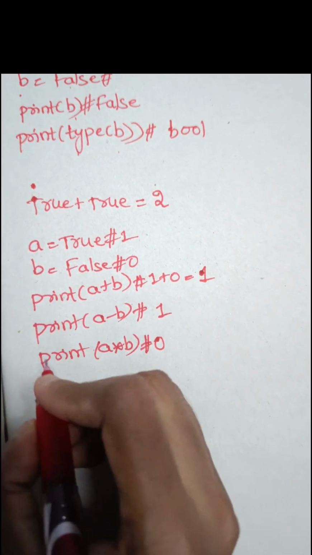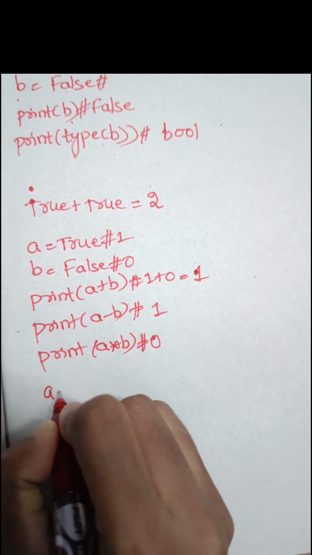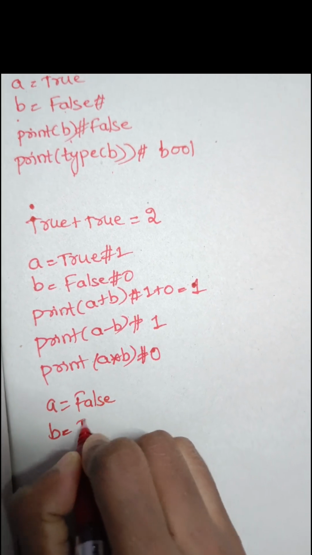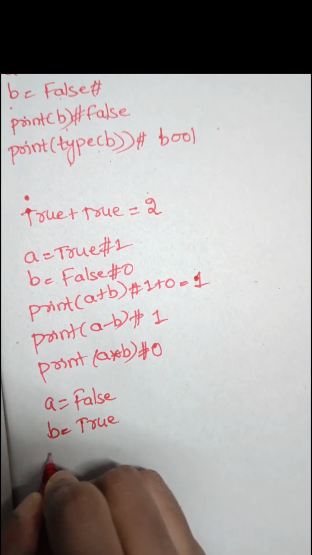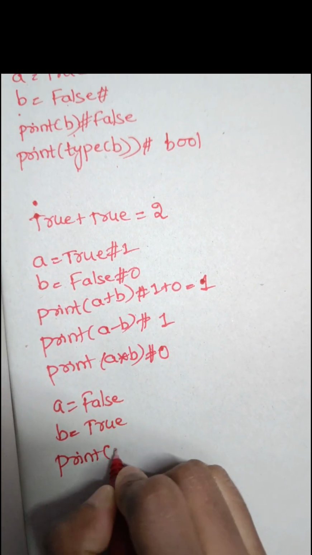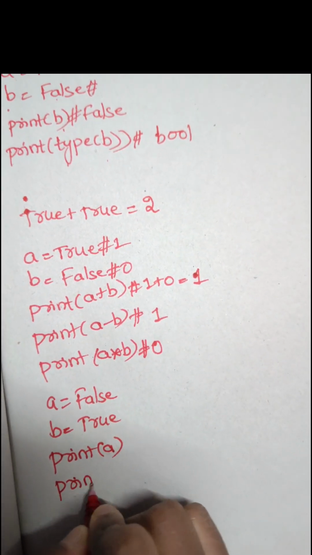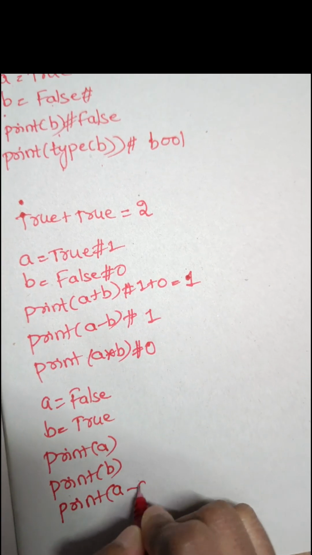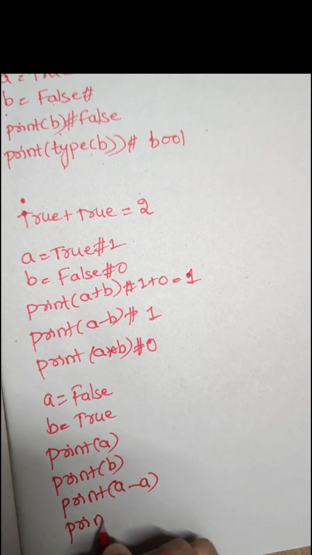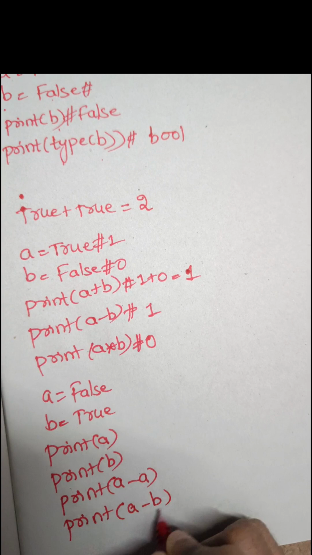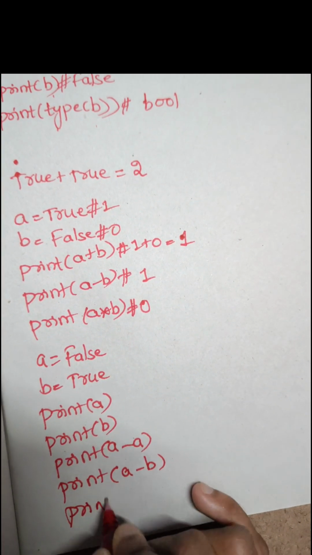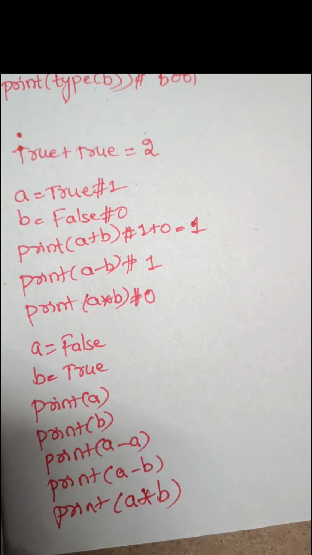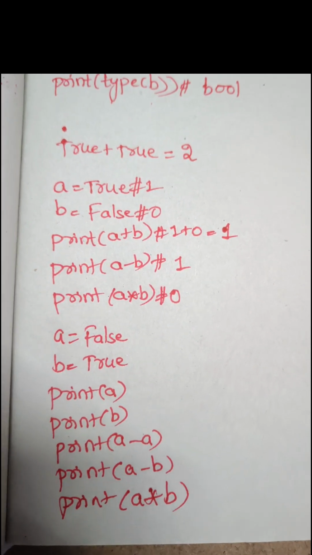Now let us see a few more examples. Suppose you are taking A is equals to false, B is equals to true. This I am giving as homework. Please find it out: print of A, print of B, print of A minus A, print of A minus B, print of A star B. Please let me know these answers in my comment section.